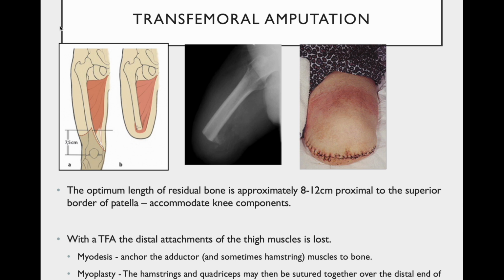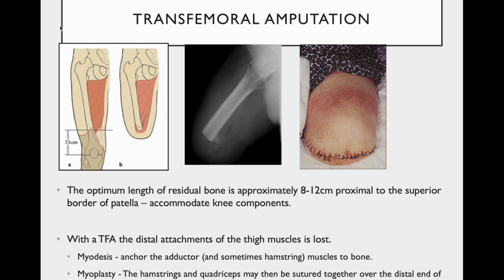But to create the stump, the surgeon does a myodesis where they anchor the adductors and sometimes the hamstring to the bone. And they also do a myoplasty where the hamstrings and quadriceps are sutured together over the distal end of the femur to form a stump as such.